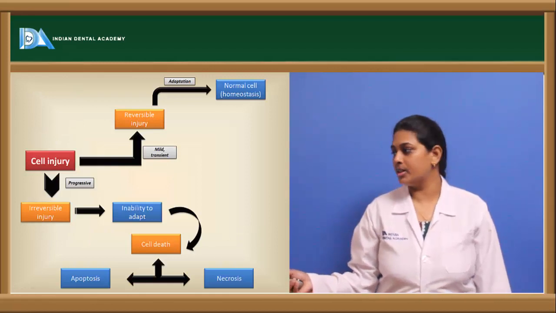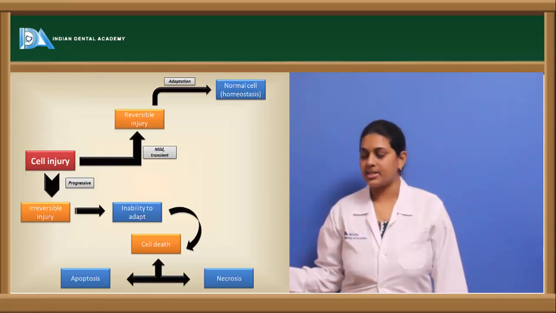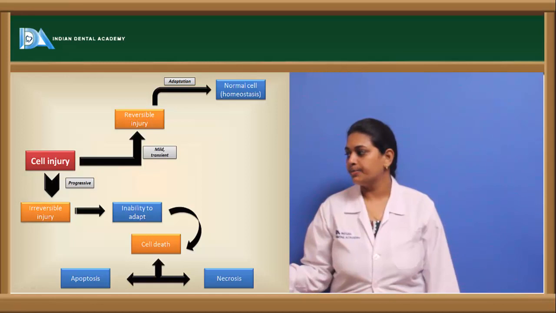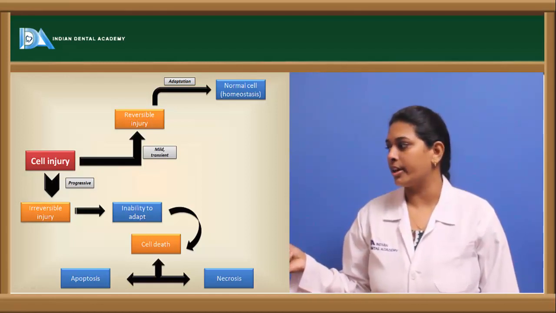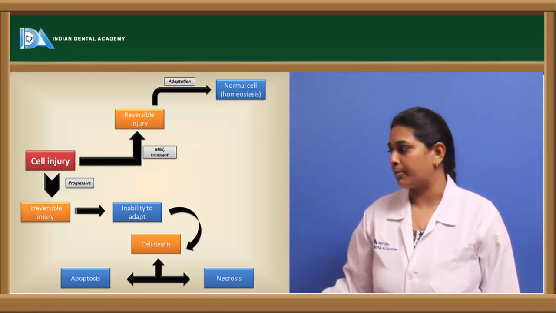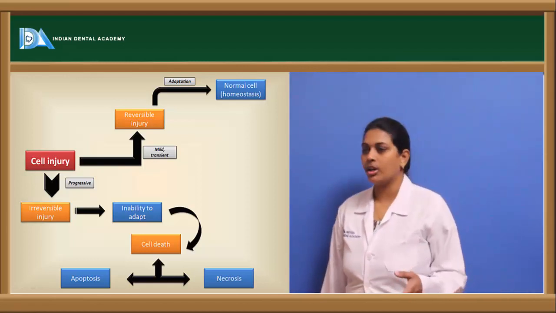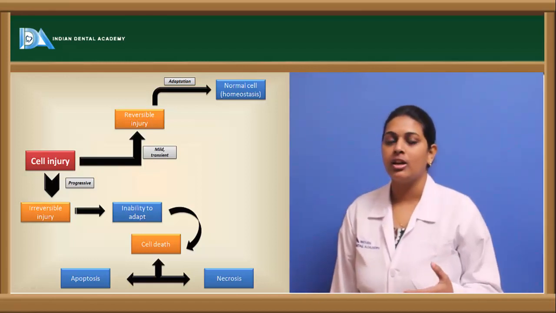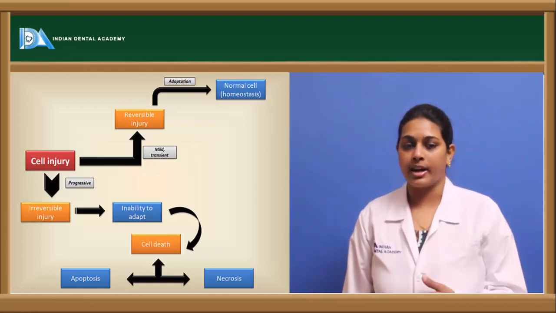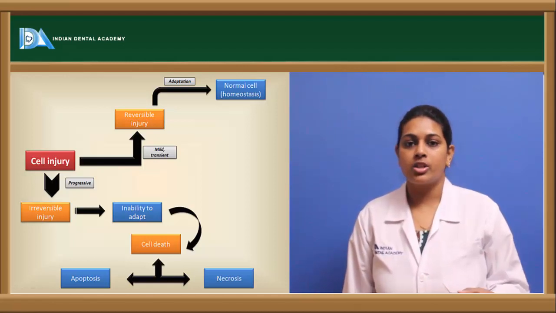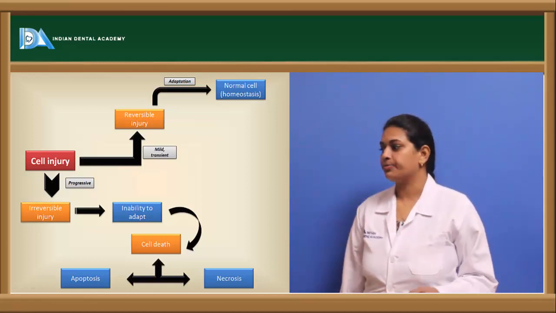So there's a diagrammatic representation showing cell injury. In cases of reversible injury, when there is a mild and transient injury, the cell tries to adapt. That is, cells show adaptation in the form of hypertrophy, hyperplasia, metaplasia or atrophy, and then the cell returns to a normal state. The restoration of a cell to normal functioning is known as homeostasis.